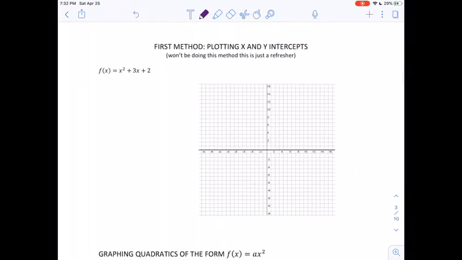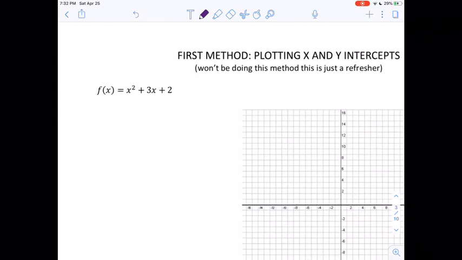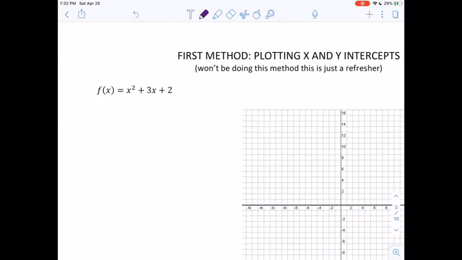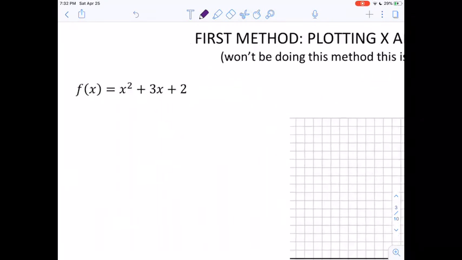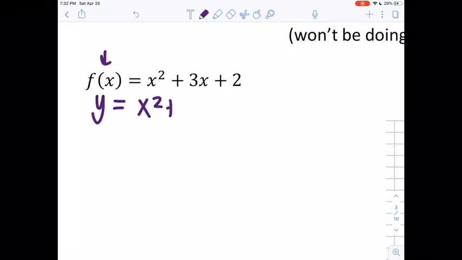Okay, so the first method to graphing a parabola, we've actually learned this before. We won't be learning this again. I'm just going to do one example as a refresher. You actually were tested on this. So when you're graphing a parabola, you have options, and the first one is to find the x and y intercepts. Well, to find the x and y intercepts, I'm going to first change this to y. Remember, f of x is just a fancy way to write y in a function.